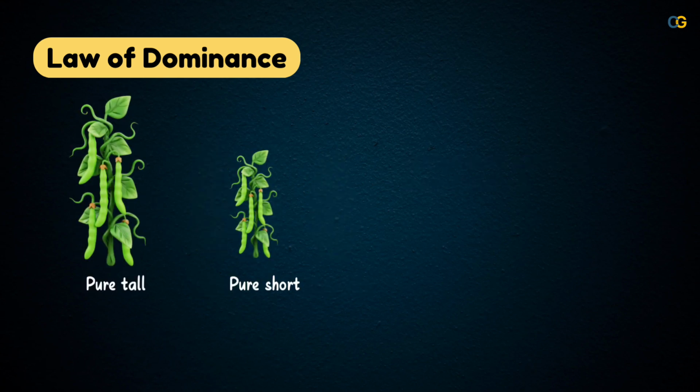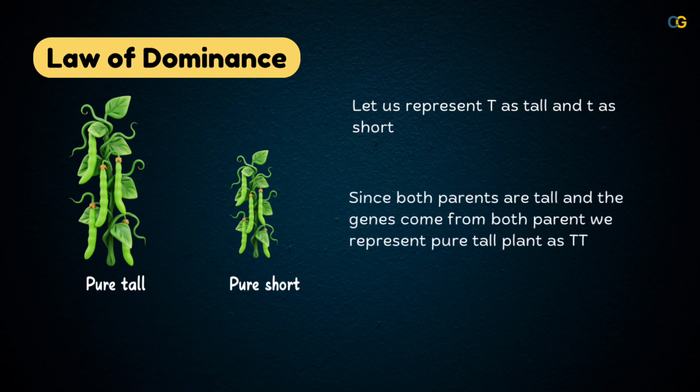If we represent capital T as tall and small t as short, writing the genotype of the tall plant, since both parents are tall and genes come from both the parents, we can represent the pure tall plant as capital T and capital T, and the short plant will be represented as small t and small t, which shows the genes coming from both the parents and their type.